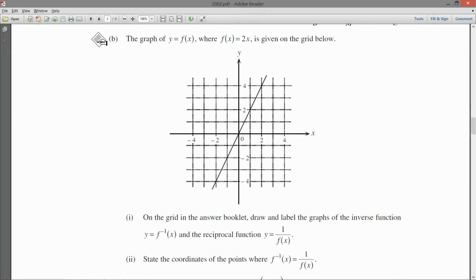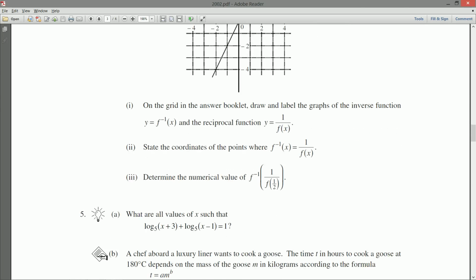So the graph of y equals f of x, we're not even told what f of x is. Oh, no, there it is. f of x is 2x. Geez, I really should read a full sentence before I start talking. So the graph of y equals f of x, or let's just say y equals 2x, is given on the grid below. Pretty nice graph there.